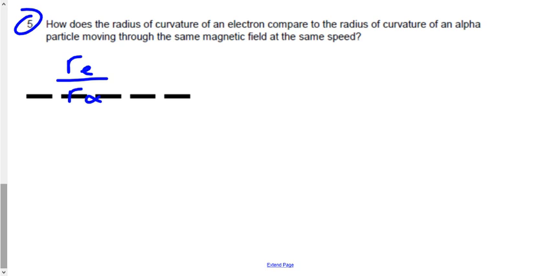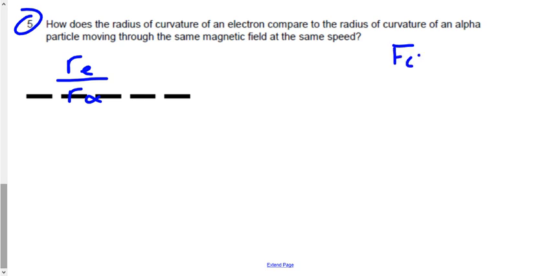Now, if we had a number for RE like we know my age, then this would be easy. If we knew the number for RE and R alpha, we just simply divide them on our calculator. Easy, easy. But we don't know those numbers. So what do we got to do? We got to come up with an expression, equation for the radius of the path.